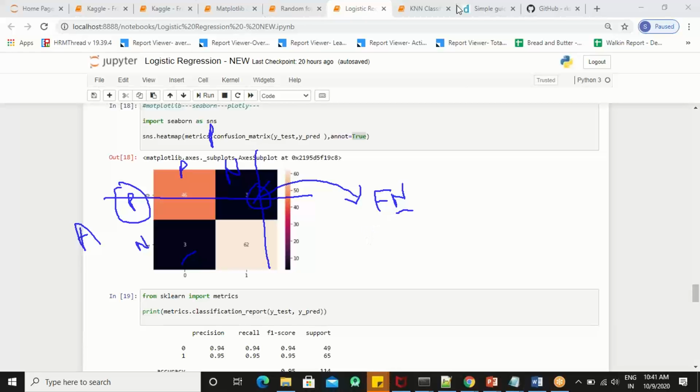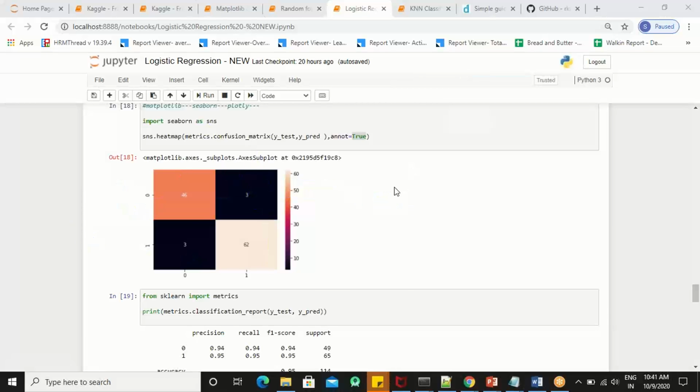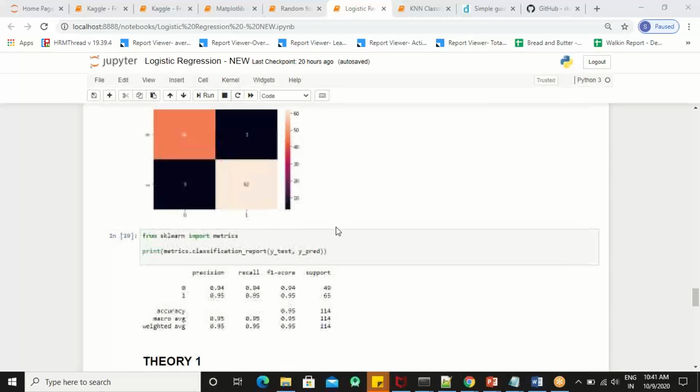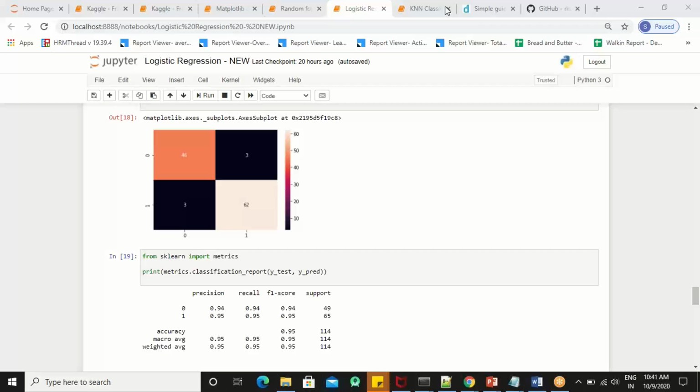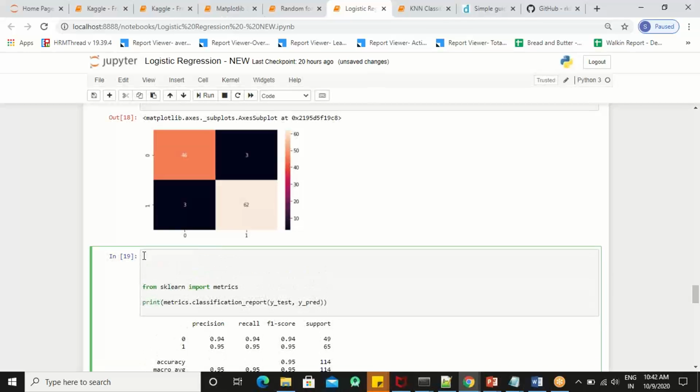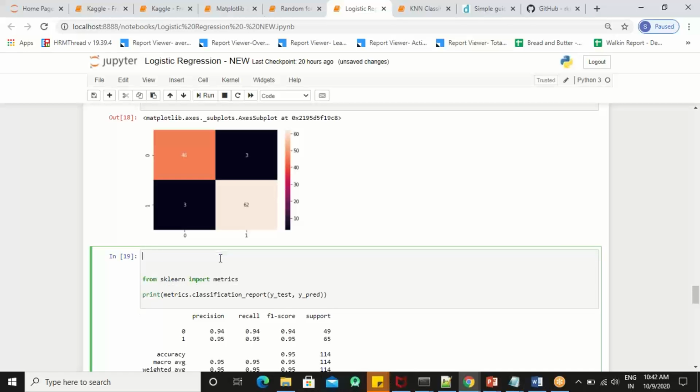Now some interesting things come out of this chart. We will keep discussing this chart in the later classification models, but there are some important terms that come out of it, like false positive rate, true positive rate, and all. The very first and important thing we should focus on is accuracy. Accuracy of this model is true positive plus true negative divided by the whole, so 46 plus 62 divided by 46, 62, 3, 3, everything. You will get the accuracy of the model.